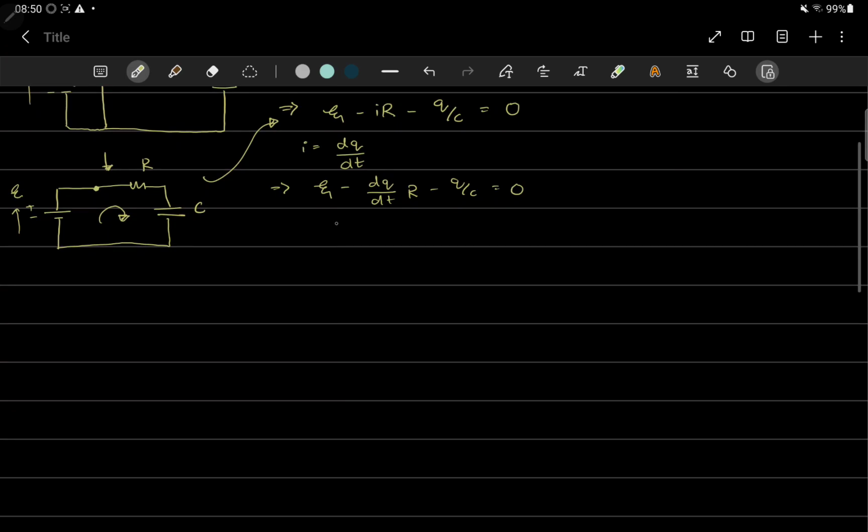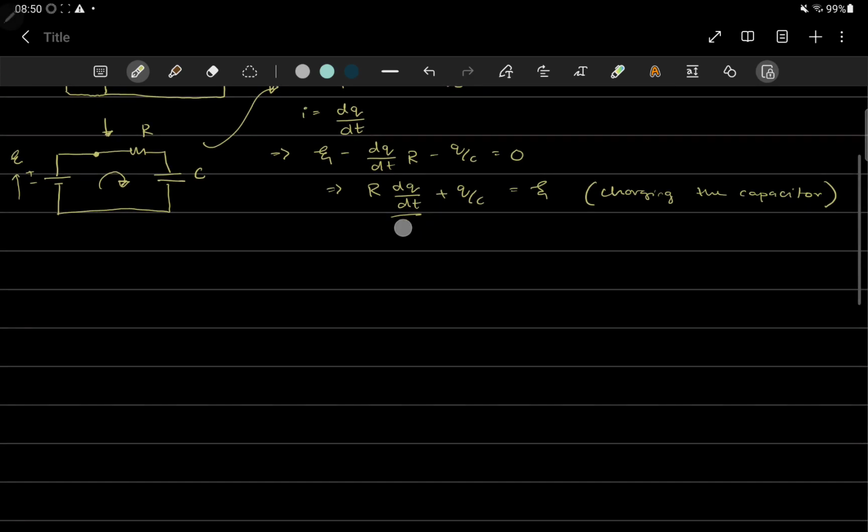So rearranging this, I will get R dQ/dt plus Q/C equals zeta, which is a differential equation for charging the capacitor, right? So therefore now if I want to solve this equation, you will see that this is a differential equation with respect to Q, and therefore if I solve this, then I will get an expression for Q. And since this is a first order differential equation and not part of the syllabus, maybe I will not show exactly in depth how to solve it, but there is an excerpt in the book that you can look into.